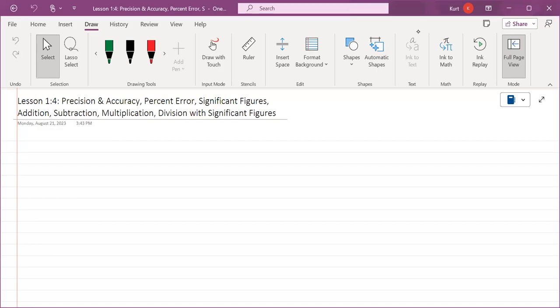Okay, this is lesson 1-4, unit 1, part 4. Precision and accuracy, percent error, significant figures, addition, subtraction, multiplication, and division with significant figures. A lot of topics, but not really that hard.